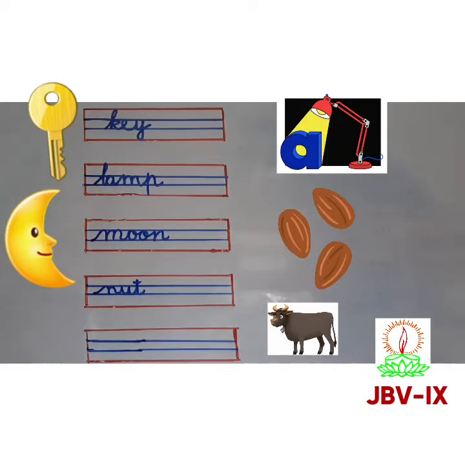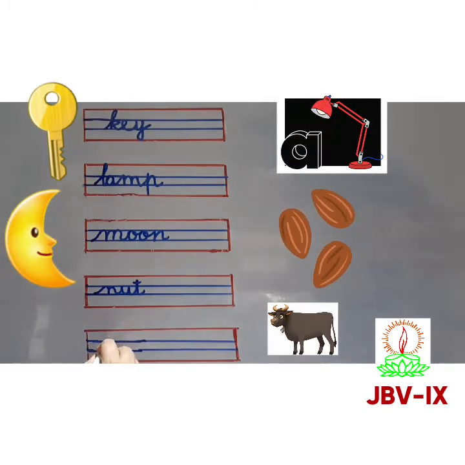Now what is the spelling of ox, children? Can you tell me? Yes, the spelling of ox is O-X, ox. O-X, ox.